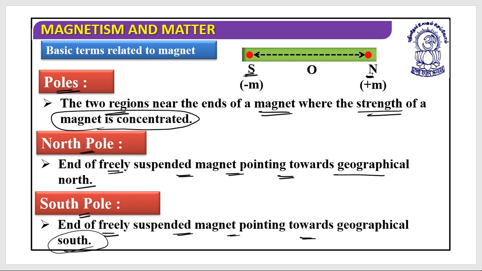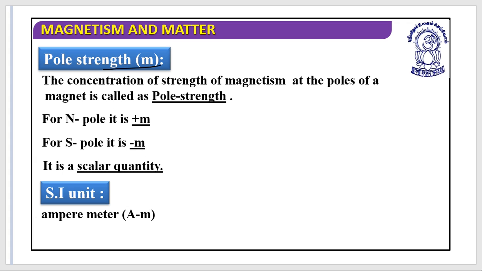Now let's look at the pole strength. Pole strength is denoted as small m. It is the concentration of strength of magnetism at the poles of a magnet that we call pole strength. For the north pole, conventionally this is considered plus m, and for the south pole this is assumed as minus m.